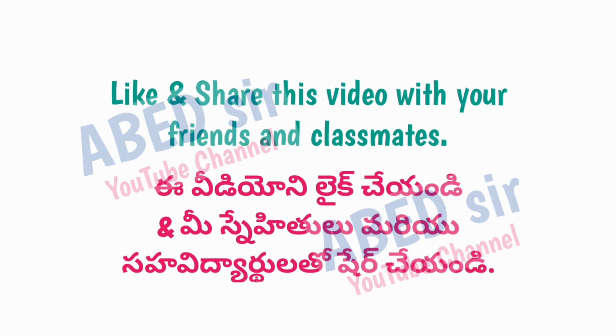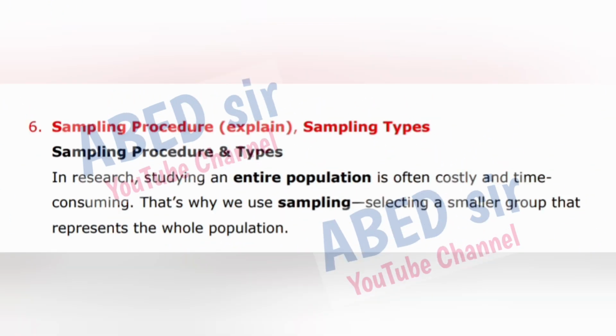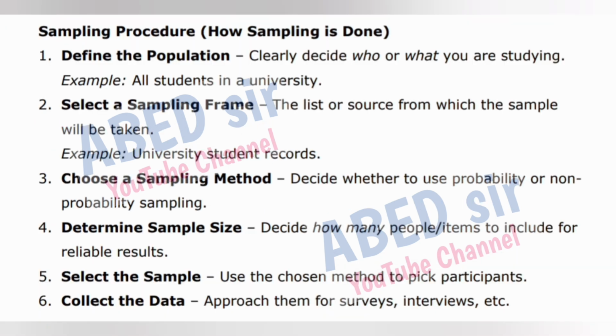Next important long question is 6. Sampling procedure and types. In research, studying an entire population is often costly and time-consuming. That's why we use sampling, selecting a smaller group that represents the whole population. Sampling procedure: how sampling is done.